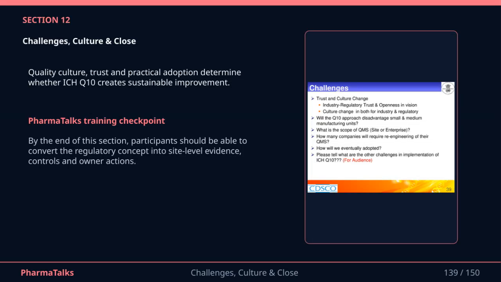In this section, we're focusing on the critical elements that influence the successful implementation of ICH-Q10. The key takeaway here is that a strong quality culture, built on trust and practical adoption, is essential for driving sustainable improvements. Without these foundational elements, simply understanding the regulations isn't enough. By the end of this part, you'll be equipped to translate these regulatory concepts into tangible actions at the site level, creating clear evidence, establishing effective controls, and ensuring that ownership and accountability are in place. This approach helps ensure that quality management isn't just theoretical, but actively supports continuous improvement in real-world scenarios.